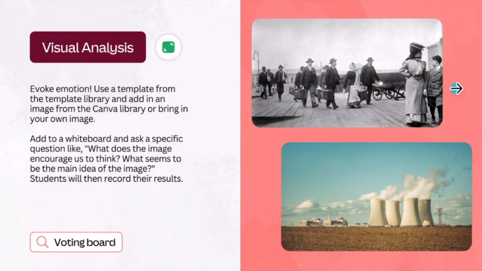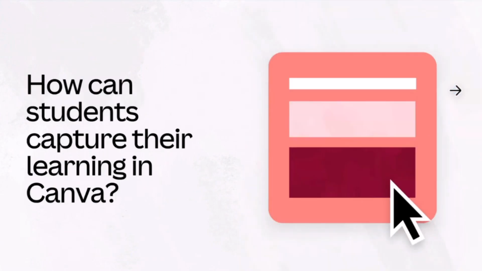Voting board is a search term that you can use if you want your students to be able to have a vote or record their thoughts and ideas. You could use that board and maybe embed your own picture. Lots of different ways that you could do this kind of activity in your classroom.